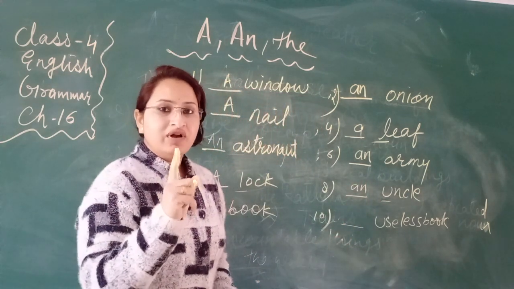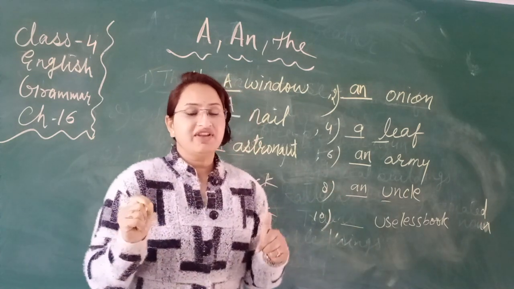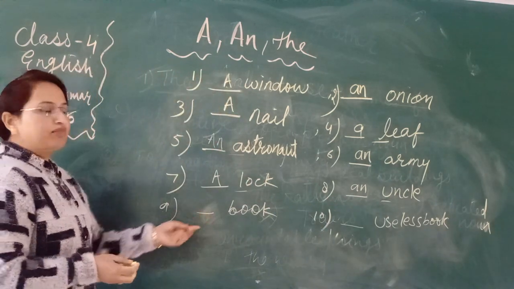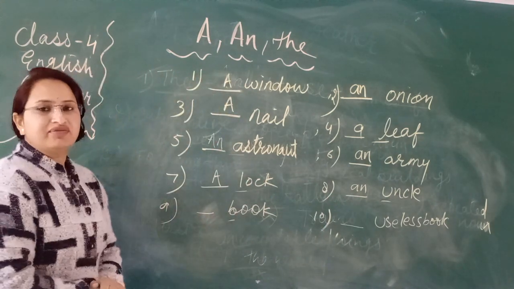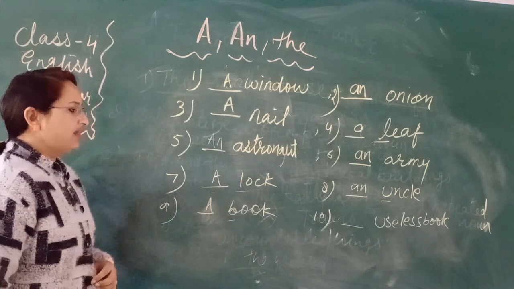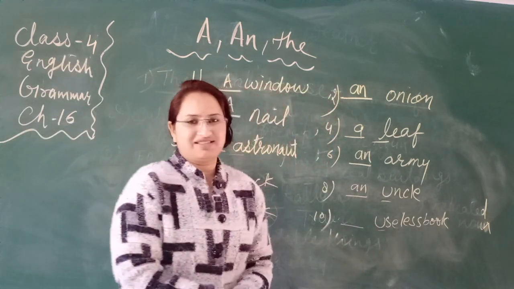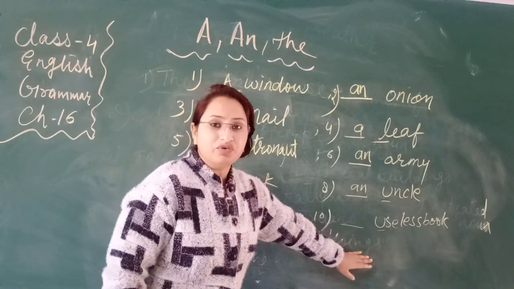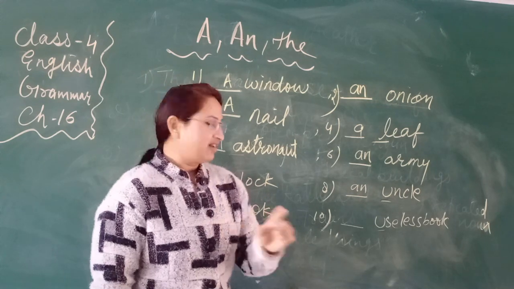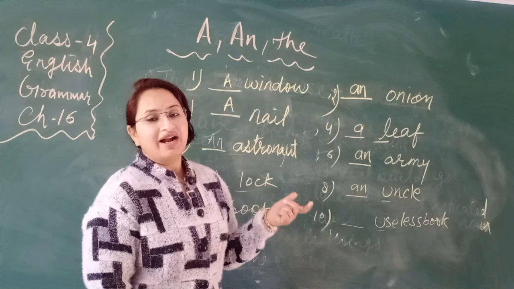I'll tell you, there are also words that start with U, but here we cannot use article an. Let me tell you how. Here, book is starting with B and the B sound is coming. That's why we are using article a. Now move towards the word useless. It is starting with U, but U is a vowel. It is starting with U, but we cannot use article an here.